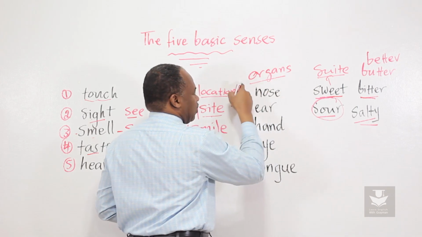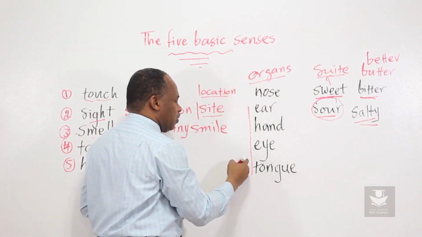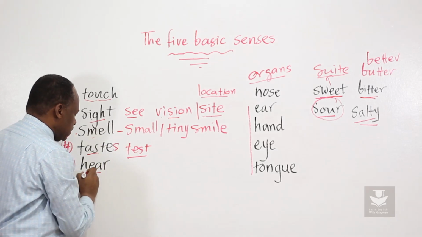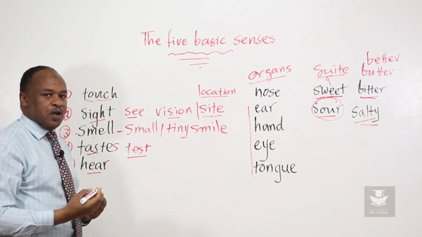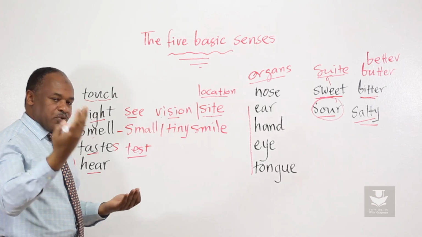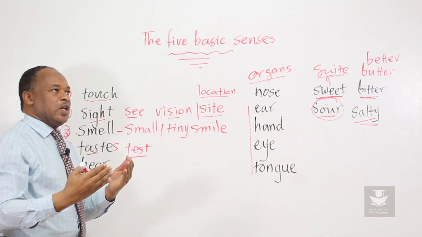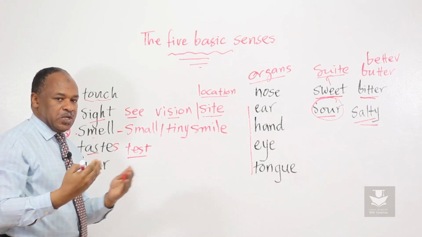Organs. These are the organs that we use in order to sense things. This one is to hear. To hear something is to perceive it. And then you would understand there is a difference between hearing and listening.